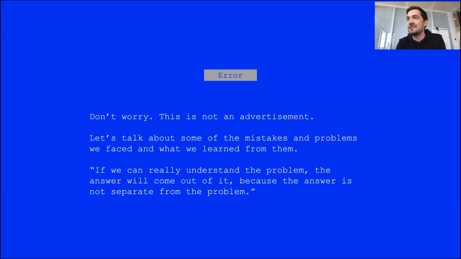What I want to use this time for is to reflect on our mistakes, what we did wrong, so that you can learn from them. I think being transparent about our mistakes and the problems we faced will maybe help you get to some solutions to your problems. Because as the wise man said, if you really understand the problem, you will understand the solution, because the problem is not separate from the solution.